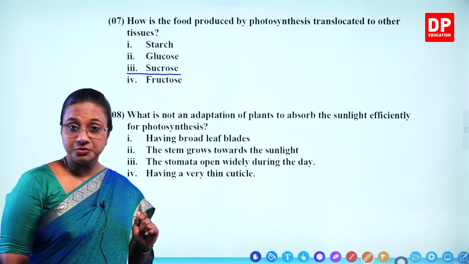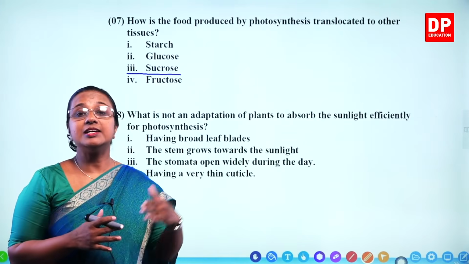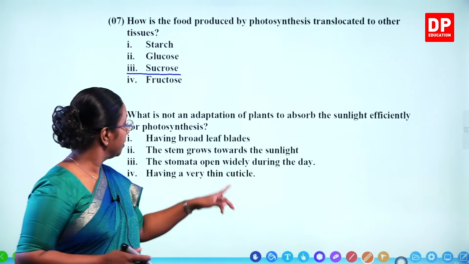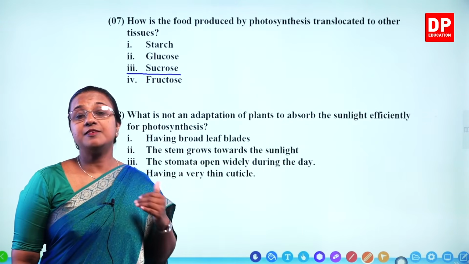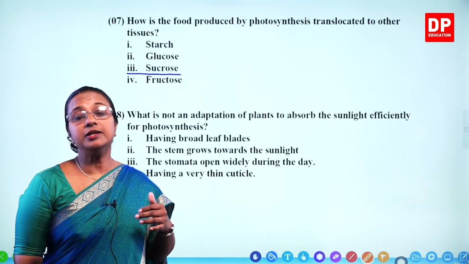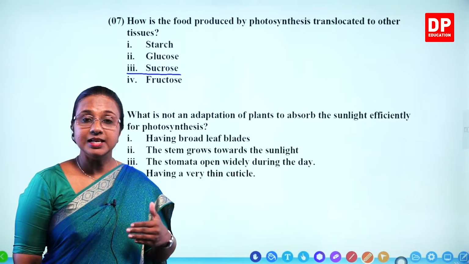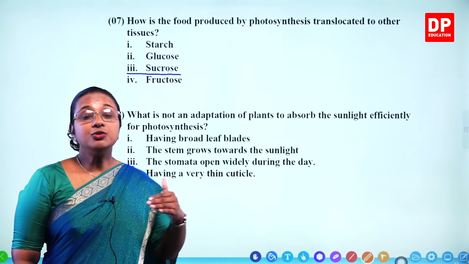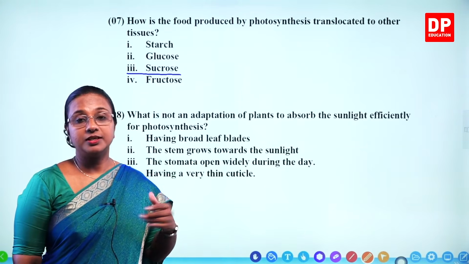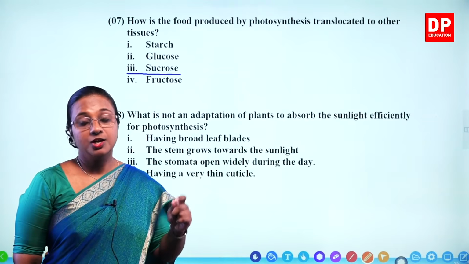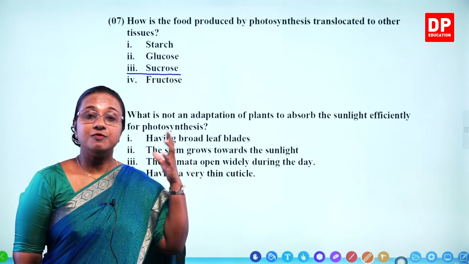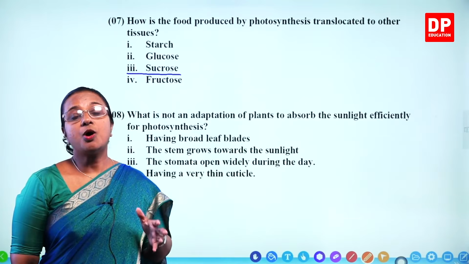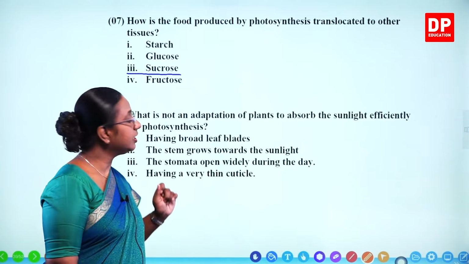Having a very thin cuticle. Cuticle is the outermost layer that is present over the epidermis, upper and lower epidermis. When it is thin, it's easy for the sunlight to diffuse through the cuticle. Usually the cuticle is thin and also transparent. But in plants where they need to reduce the loss of water, there can be a thick cuticle. So, these are seen in plants which grow in very dry climate where there is lot of sunlight. Otherwise, the normal terrestrial plants have a thin cuticle.